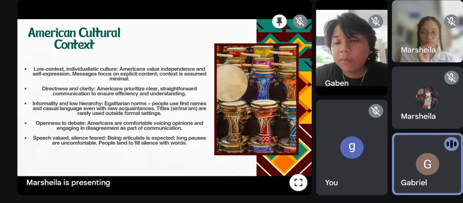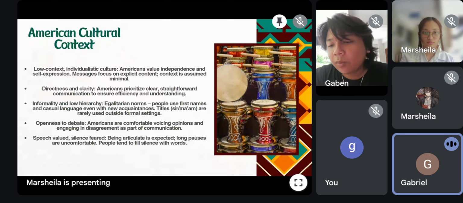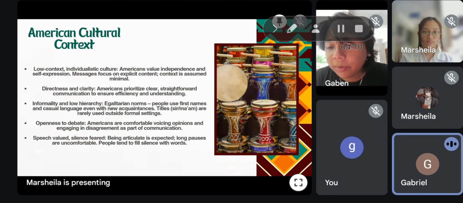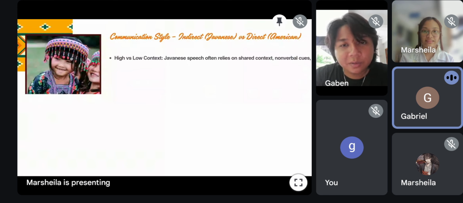And Americans are very open to debate. Whenever you disagree with something, you tell that person and you try to debate them about it. And speech is also valued and silence is feared. So whenever you have something in mind, Americans will always say it immediately without restraint, so that honesty can be shown, and it's also a part of their values.